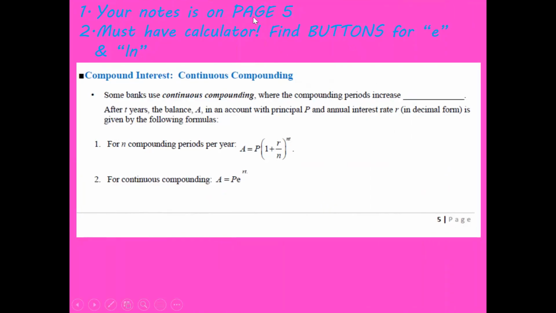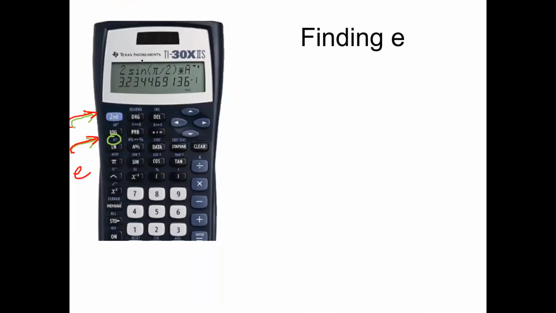Okay, now what I want you guys to do is let's go out to your notes with page 5. You must have a calculator. You need to know the button for e because we'll be using that, and also ln. All right, so looking at your calculator, your e button is right here. It's e to the x, so if you want to do e to the 2, you just go ahead and click on that. Then your ln button is right here. Your ln is actually the first one.